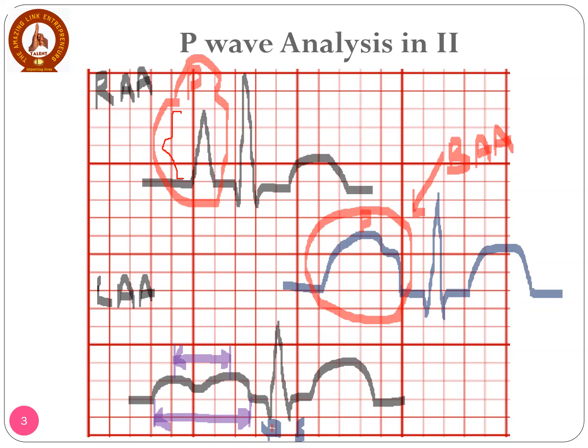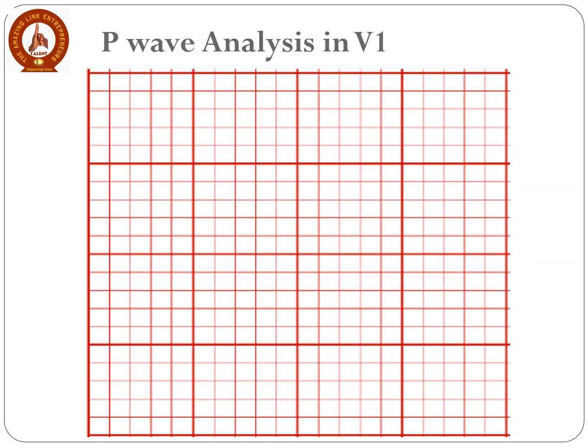Let's look at lead V1 to see how we can use the shape and the duration of the P wave in V1 to diagnose atrial abnormality. So we start with right atrial abnormality. The first portion of the biphasic P wave will be peaked, and the second portion will be normal.